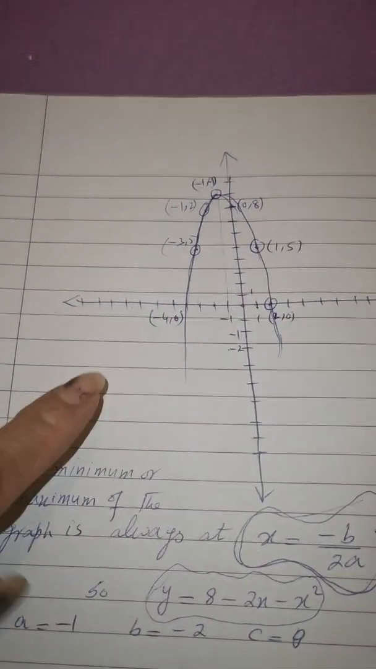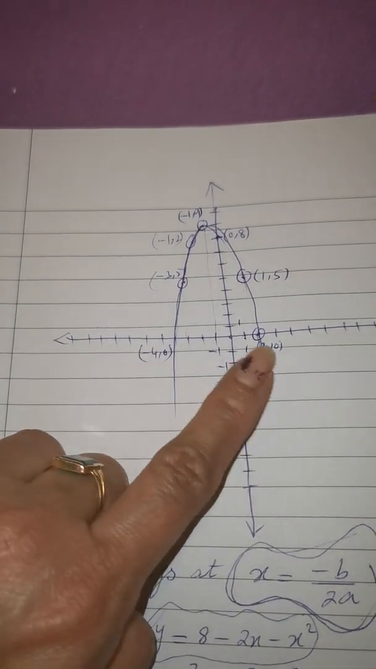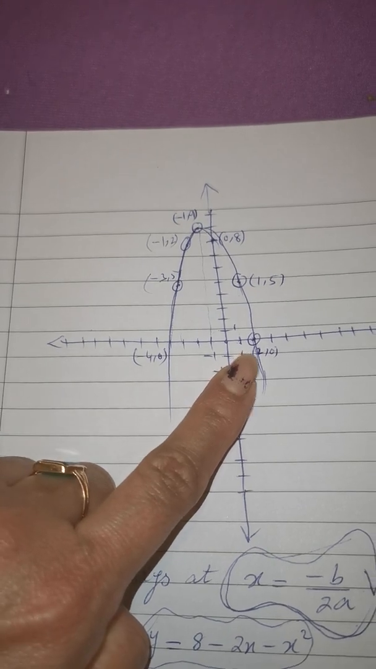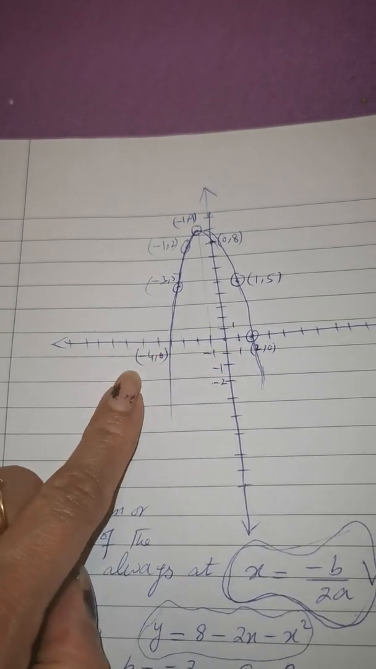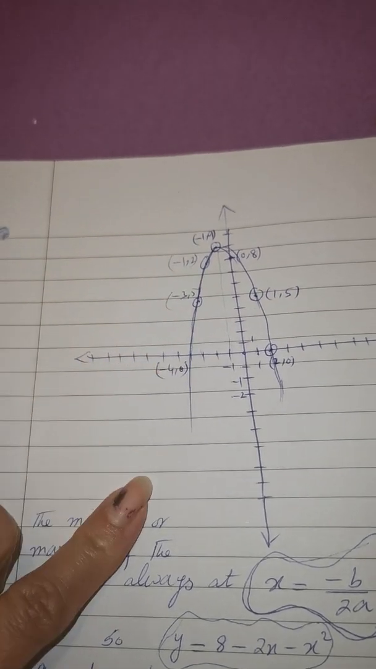So we check our graph. Yes, in our graph it touches the x-axis at minus 4 and it touches the x-axis at 2. So these are the x-intercepts and this is the y-intercept. So you have to remember these things.